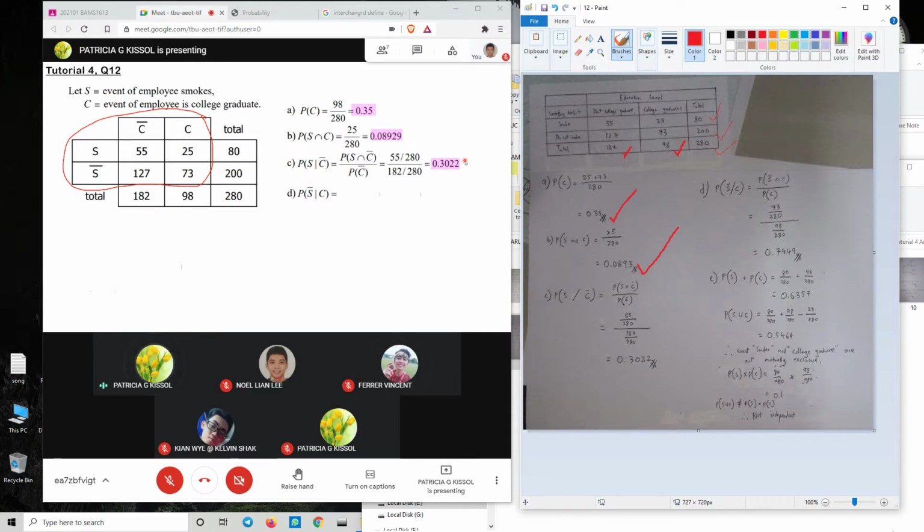Okay. Then the next one, what do you think here will be? It will be the probability of not a smoker and a college graduate divided by the probability of a college graduate. So here what we have is we need to refer to not a smoker and a college graduate, which corresponds to 73 out of 280, and divide by the probability of college graduate, which is 98 over 280. And when you divide this, you get 0.7449.